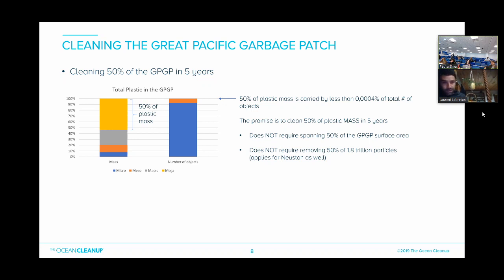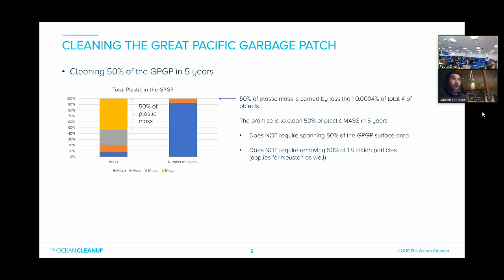Yeah, I understand. What I say is that we're trying to clean up 50% of the plastic mass, and with our result, at that graph you look at 90% of the plastic mass, that's the three top categories, right? That's like 10% of the top in terms of numbers. So we don't need to scoop 90% of the surface of the ocean to remove in time 90% of the plastic mass, right?